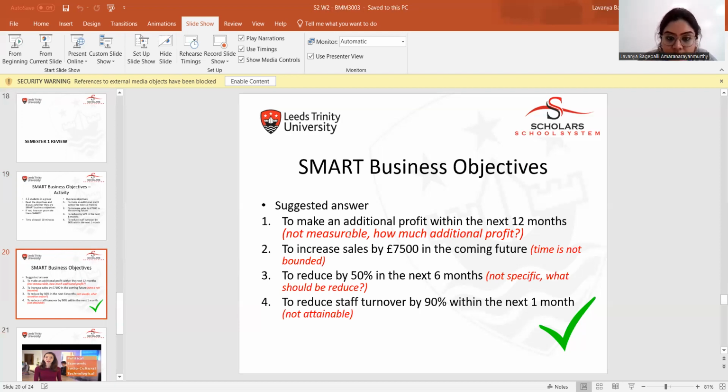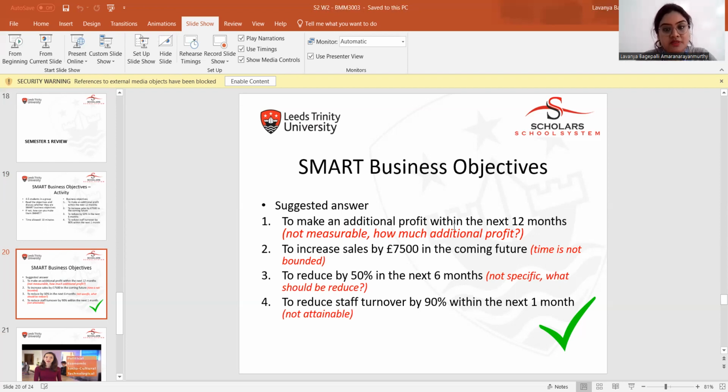And the next objective is to increase sales by 7,500 pounds in the coming future. The problem is they have mentioned the coming future, so it is not time bound. As you know, T stands for time bound, so they have to mention a particular time period in which they have to increase the sales, but it is not time bound. So it is not a SMART business objective.